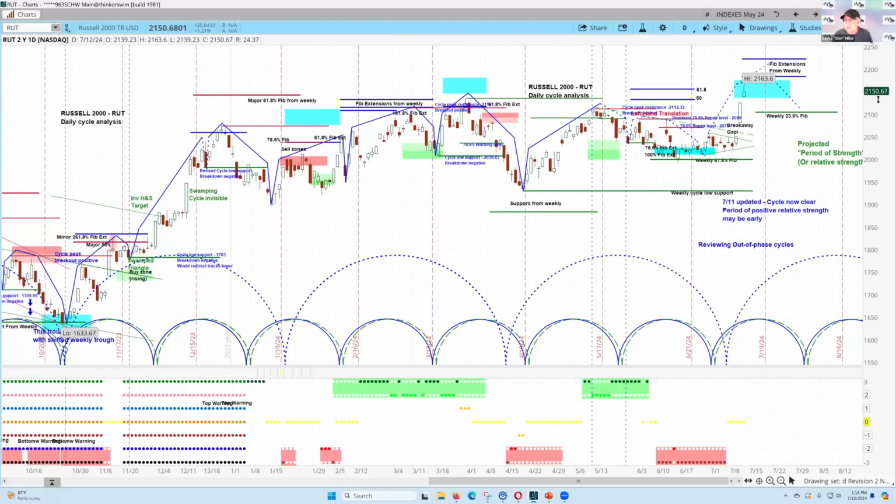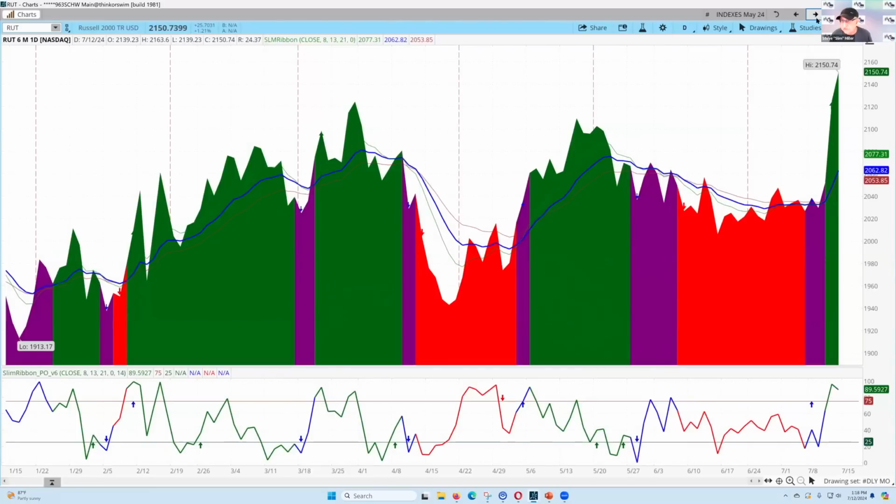So the Russell, to me, looks like could get a pullback. There's that weekly 23 at 2106. Maybe it gets down over there in the next couple of weeks. Remember, we're looking for August 5th. This is right around the same time frame right over here on the other indexes, and then up again. So this is what happened.